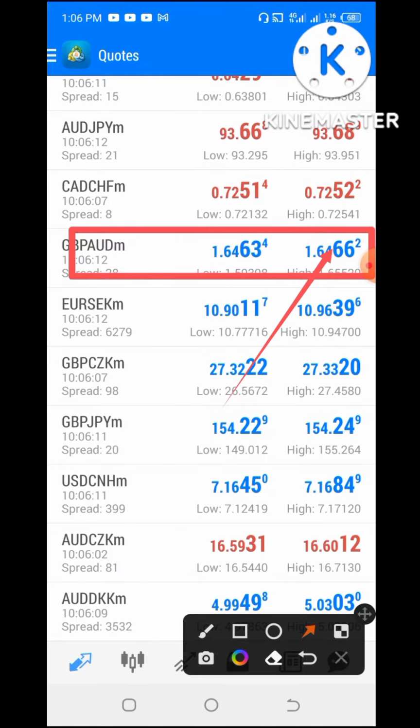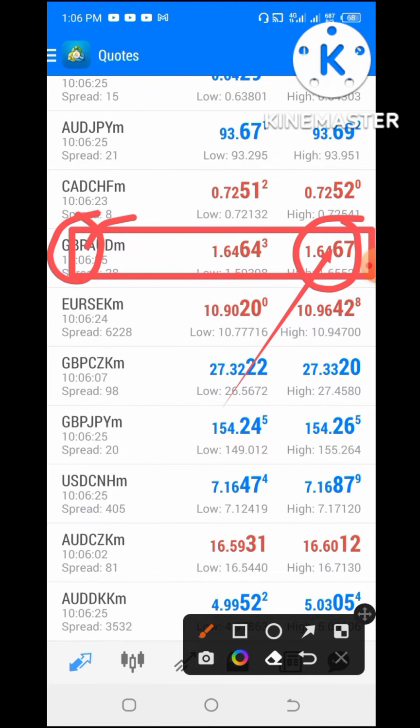Now, what do we mean by that? We therefore mean like this, okay? In order for you to buy Great Britain pound, you need 1.6467 Australian dollars. I don't know if you've understood.